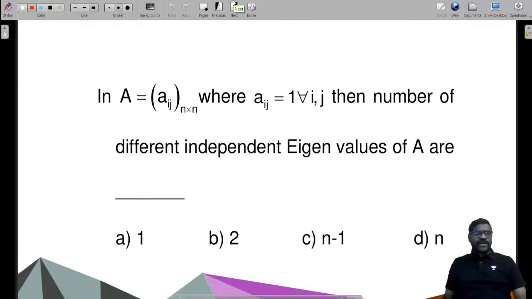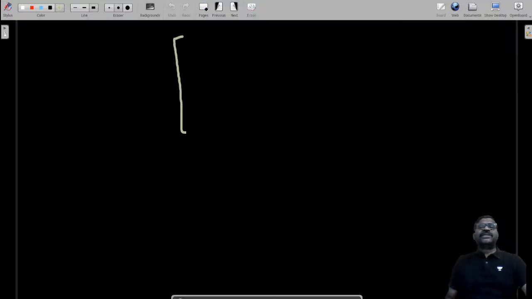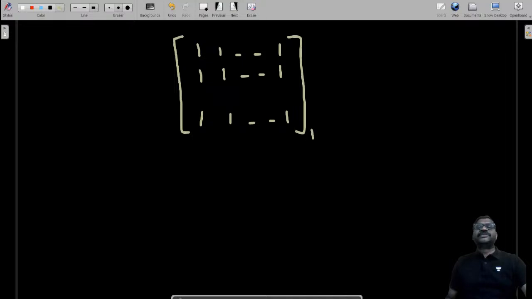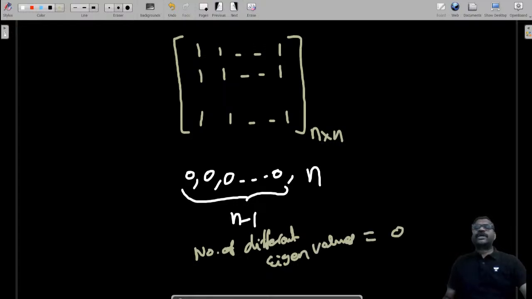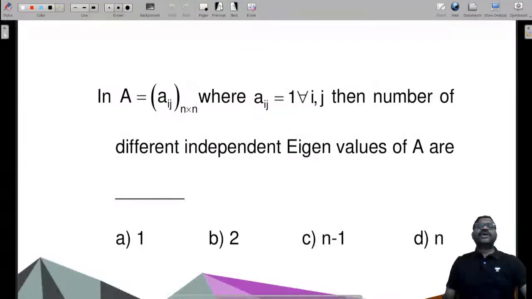Aij equal to 1 for all i, j. Then the number of different independent eigenvalues of A are? How many different eigenvalues of A do we have? Observe. If every element of the matrix is 1, matrix is n cross n. See, n rows are identical. If n rows are identical, how many eigenvalues are 0? n minus 1 eigenvalues are 0. One eigenvalue is n, that is the trace. So the number of different eigenvalues equals one eigenvalue 0, another eigenvalue n. How many distinct eigenvalues do you have? Two distinct eigenvalues.